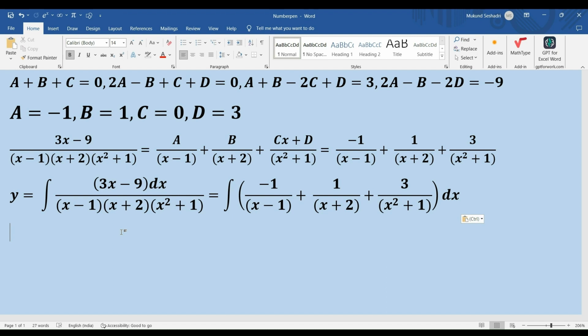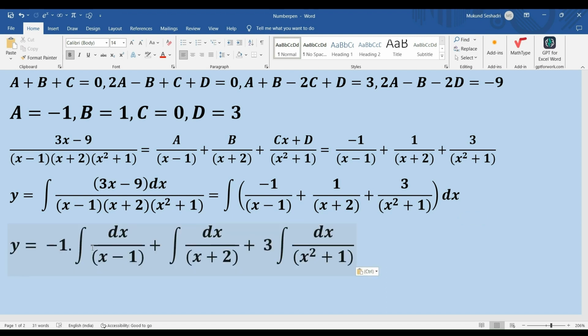My integral of the given expression becomes minus 1 times integral of dx by x minus 1 plus integral of dx by x plus 2 plus 3 times integral of dx by x squared plus 1, right? Now the first two terms are very similar. I have a function of the type 1 by x, right? Where in place of x, I have something of the format ax plus b, right? And in place of ax plus b, I have x minus 1 in the first part and I have x plus 2 in the second part.